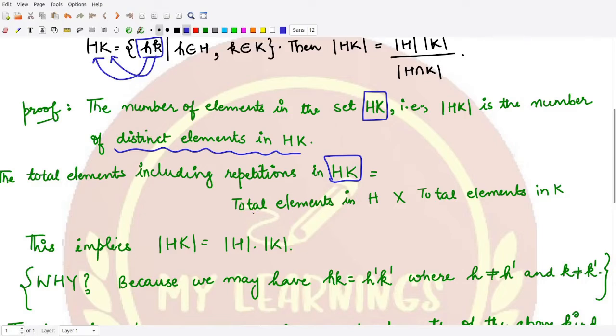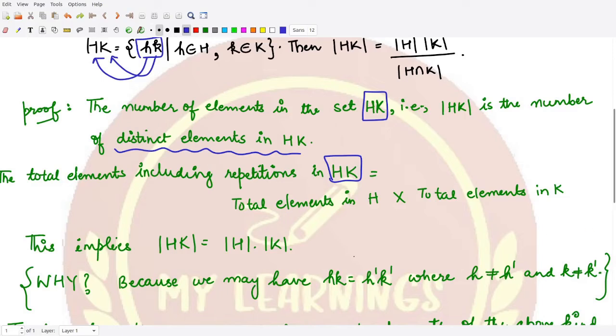because in total we have, suppose, m elements in H and n elements in K, so this product would be m times n. We can arrange HK into m cross n arrangements, right? So this is what I have written. It is total elements in H multiplied by total elements in K. So this implies the order of HK is equal to the order of H multiplied by the order of K.